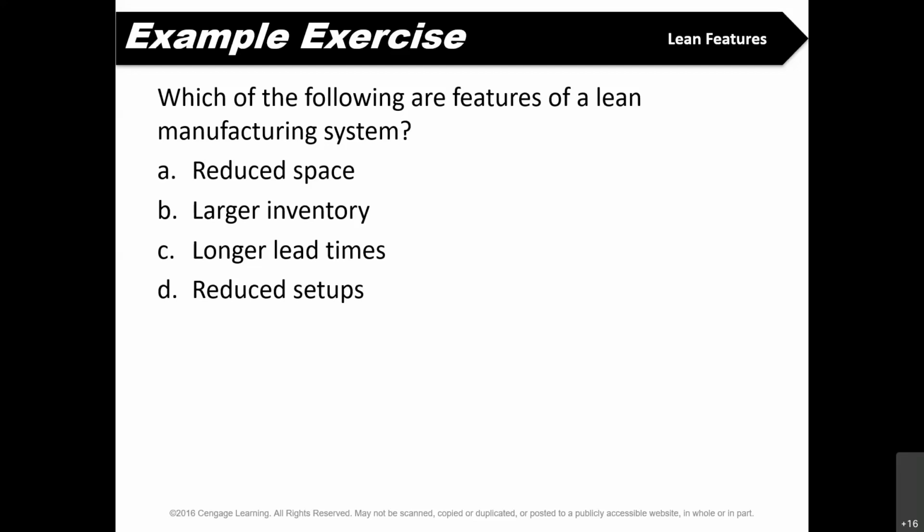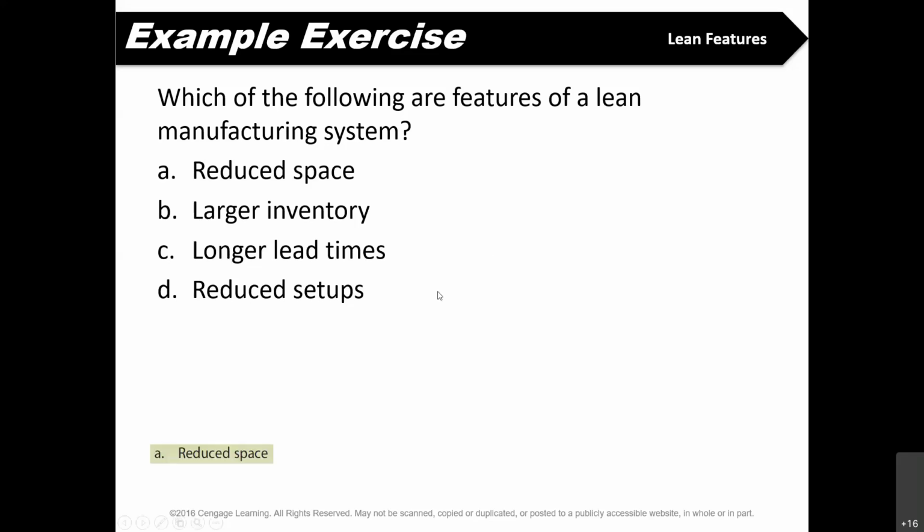Is D the answer or C? I doubt it's C. Why would you think it was C, Val? Because everything he was basically talking about is something about... No, I'm wrong. Read the words. Lean manufacturing. I'm wrong. Okay, so you think D. Okay, so here are the options again. We have reduced space, larger inventory. We know it's not larger inventory because the whole idea behind lean manufacturing is to reduce inventory. Longer lead times, we know that's not true because the idea is to reduce our lead times.